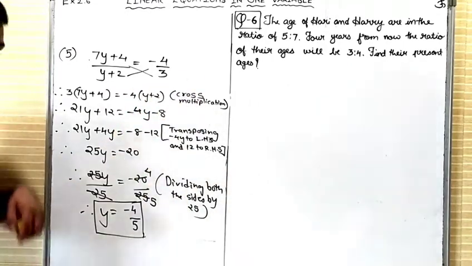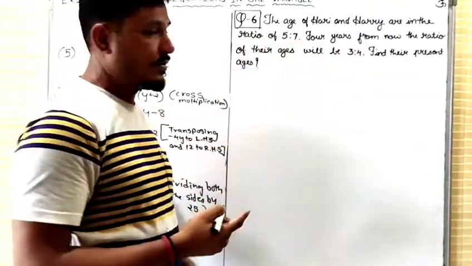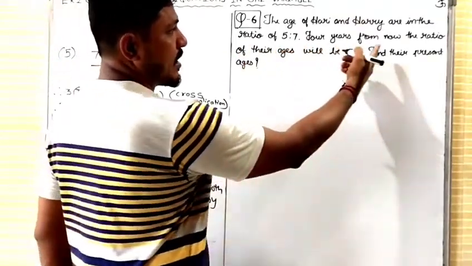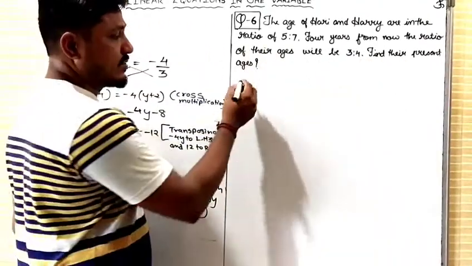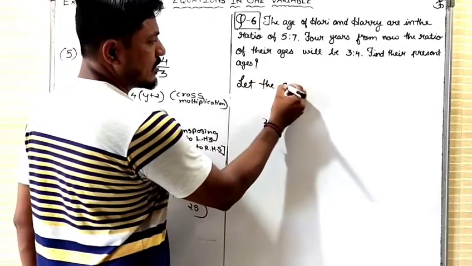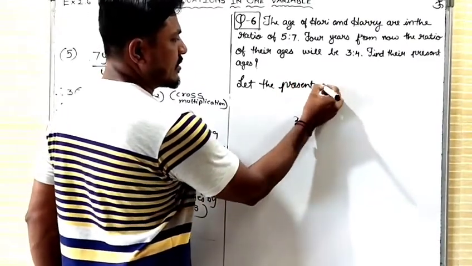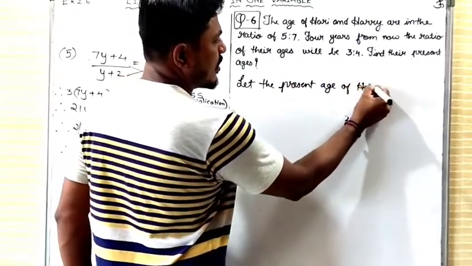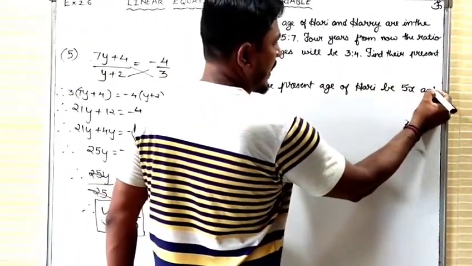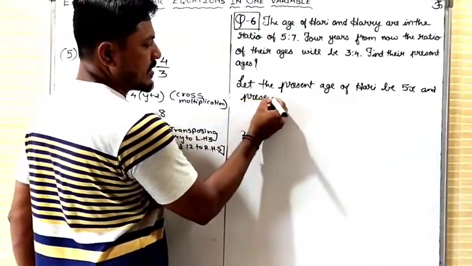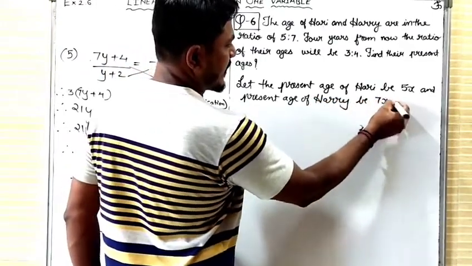Then let us do what problem? The ages of Hari and Harry are in the ratio of 5:7. 4 years from now, the ratio of their ages will be 3:4. Find their present ages. So let us suppose we don't know their present ages. Let the present age of Hari be, it is in the ratio of 5:7, so that is 5x, and the present age of Harry be 7x.